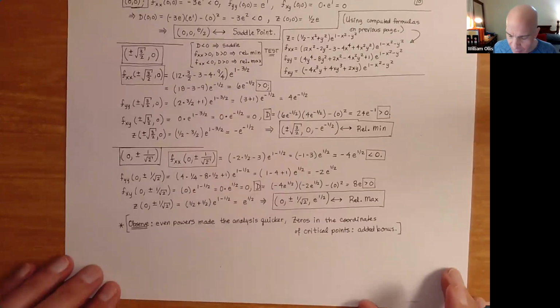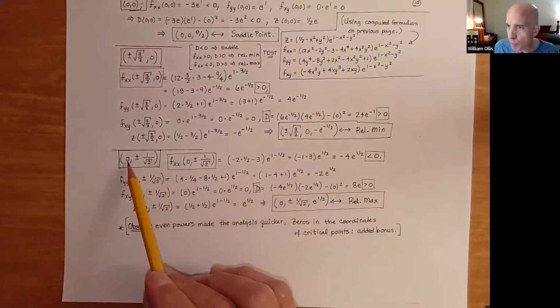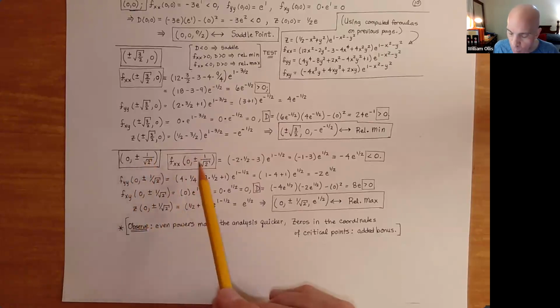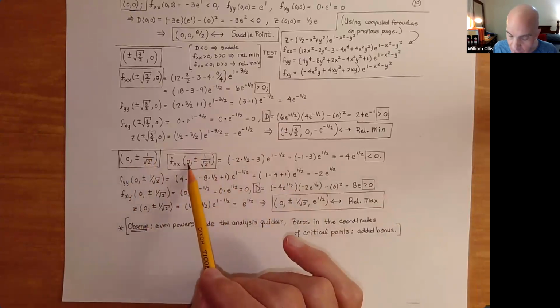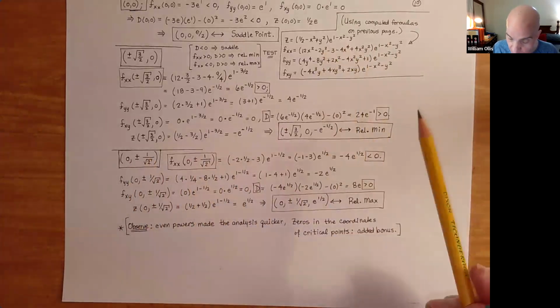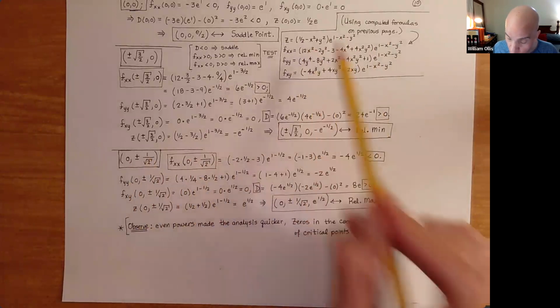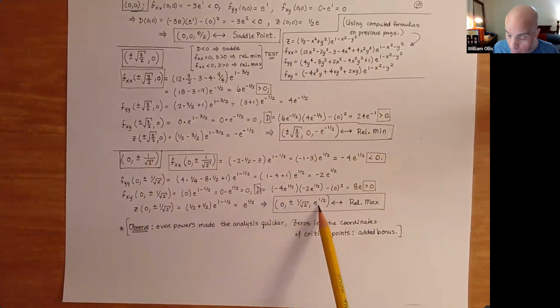Now, for the last one, again, you see the technique here. We're going to look at the critical points, 0 plus or minus 1 over square root of 2. And again, we can use the same analysis. Because the x is 0, that makes everything very simple. Notice with the value of z, in this particular case, we're just going to get 1/2 plus 1/2. And so, of course, 1/2 plus 1/2 is 1. So the value of the function will be e to the 1/2.